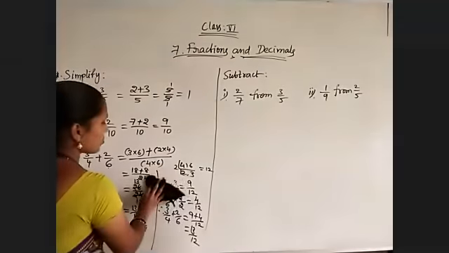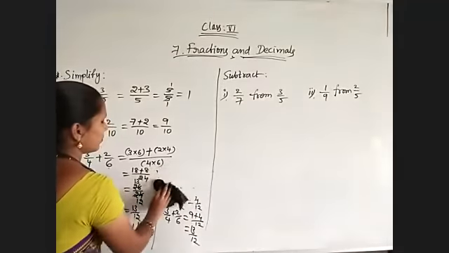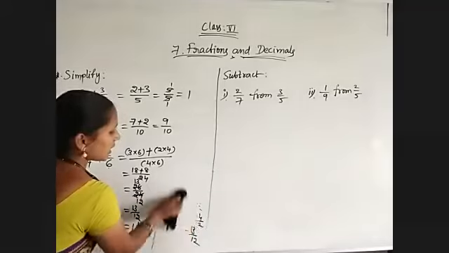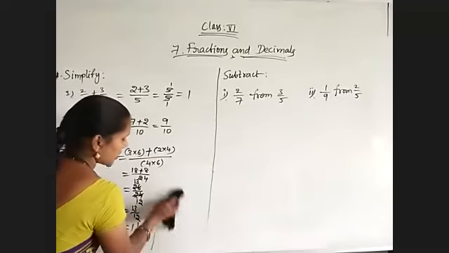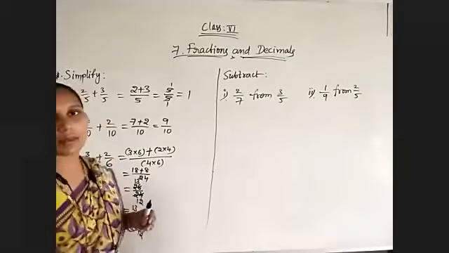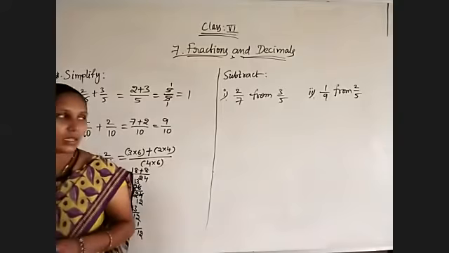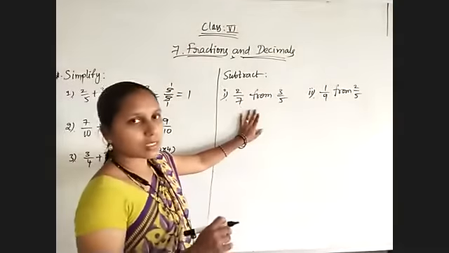Any one method you can choose, no problem. If two fractions are there, it is very easy. Cross multiplication is very easy. If you are getting bigger numbers, in that case, go for LCM only. Now coming to the second subtraction.